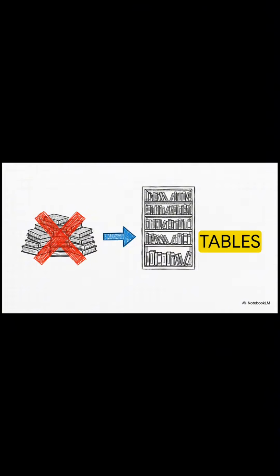And you know, these books aren't just chucked into a giant pile on the floor, right? No way. They're organized on shelves. And in the database world, those shelves, we call them tables. So you'd have a customers table or an orders table, each one holding a specific type of data. Just like a library has shelves for fiction and nonfiction.